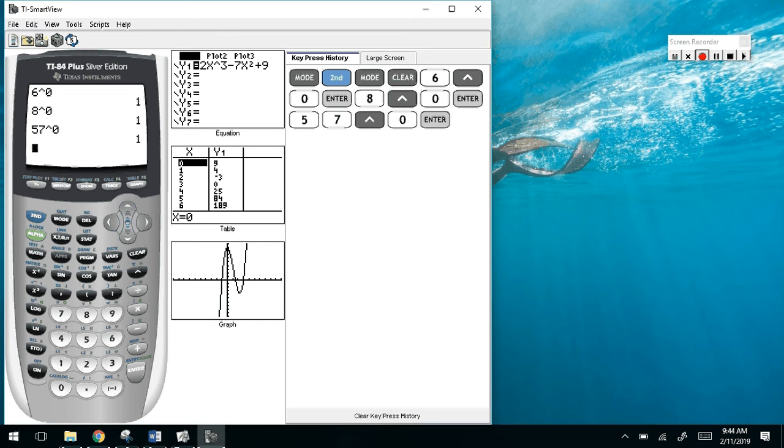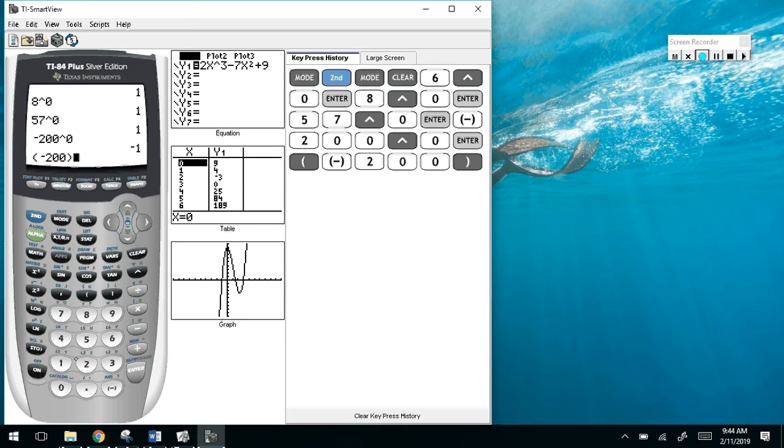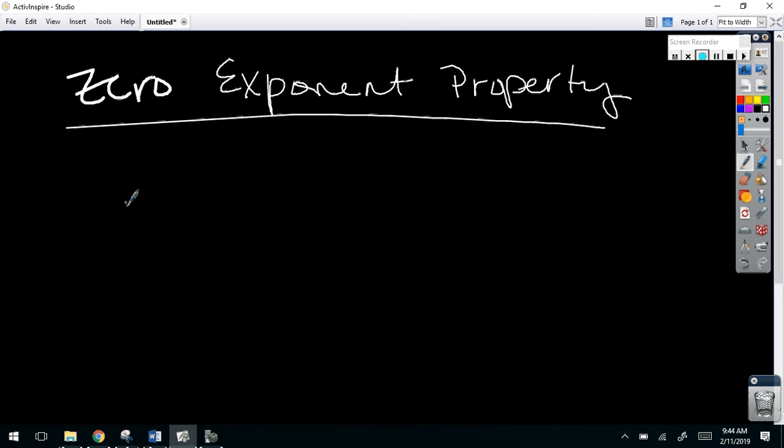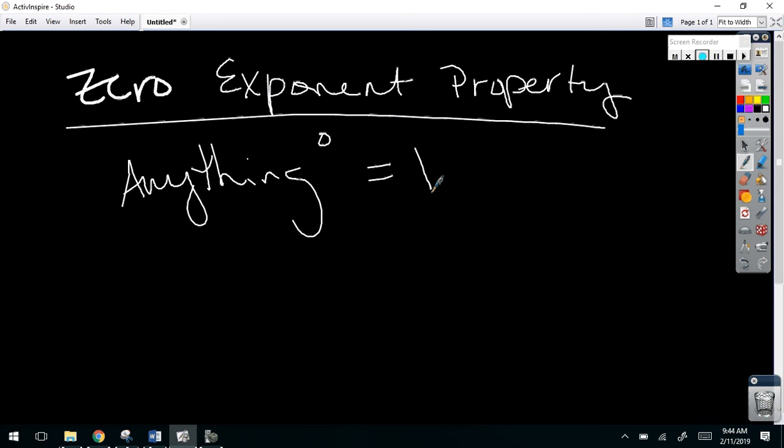What happens if I make it negative? Negative 200. Actually, you got to put it in parentheses. Negative 200 raised to the zero power is... The point that I'm getting at is that anything that you raise to the zero power is 1.